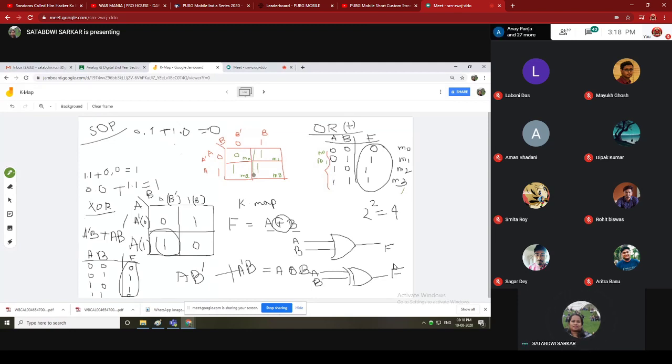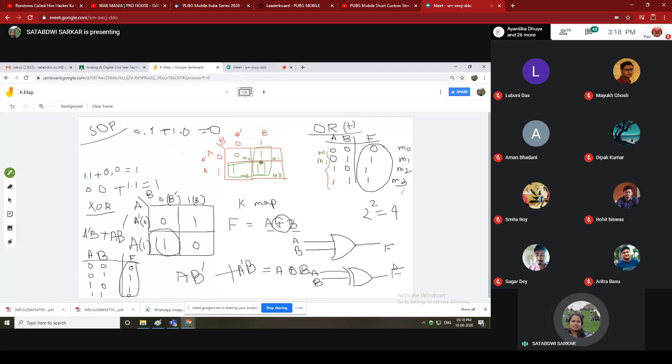with the cells beside this. In this way we can make a group. Why are we making a K-map? Just to minimize our expression. If we use a K-map, we can make a group with the nearest cells. So this is a group. Now how will the expression come?